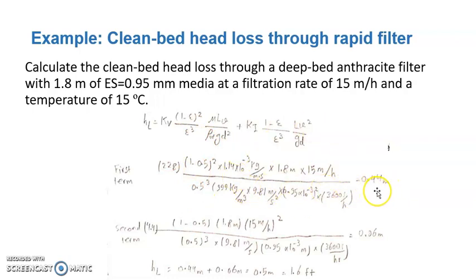So the first term would be 0.44 meter, and the second term would be 0.06 meter. So the total head loss would be 0.5 meter. That's it for today's session.